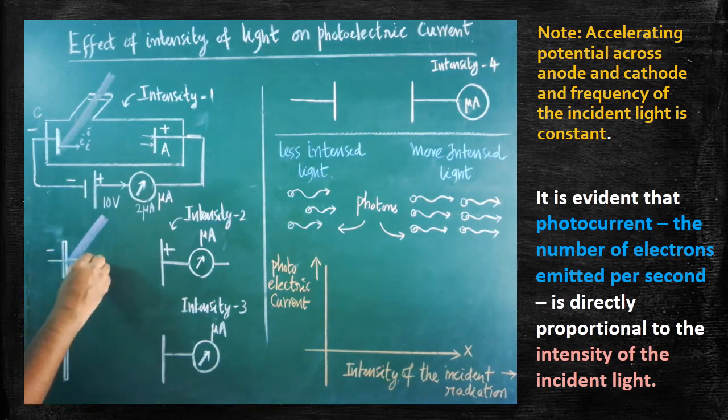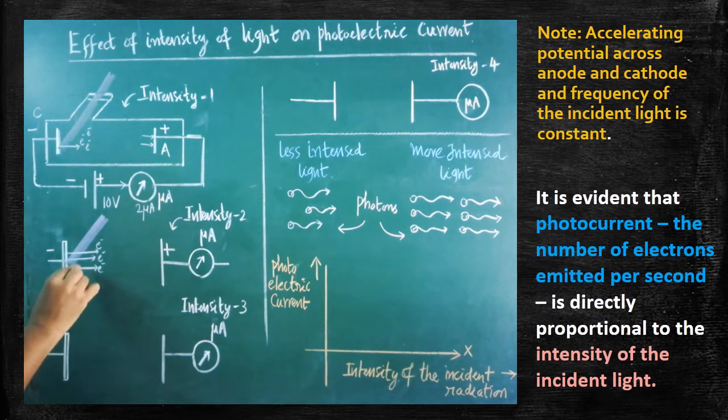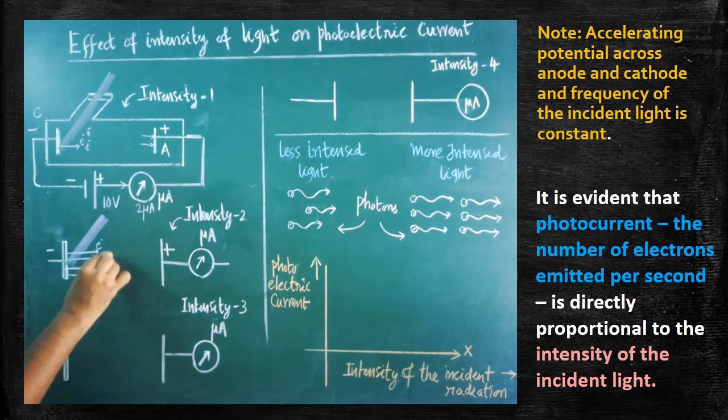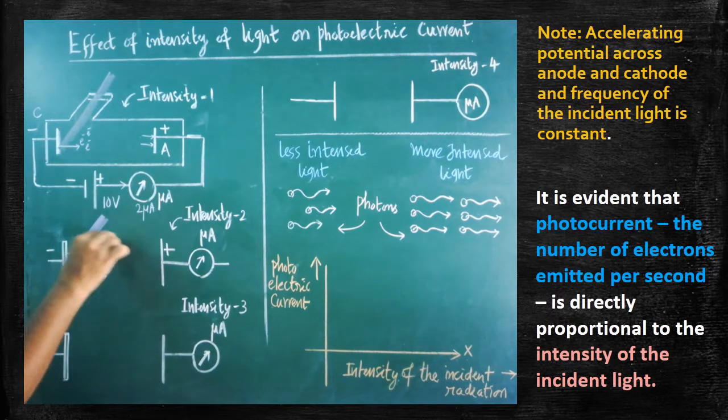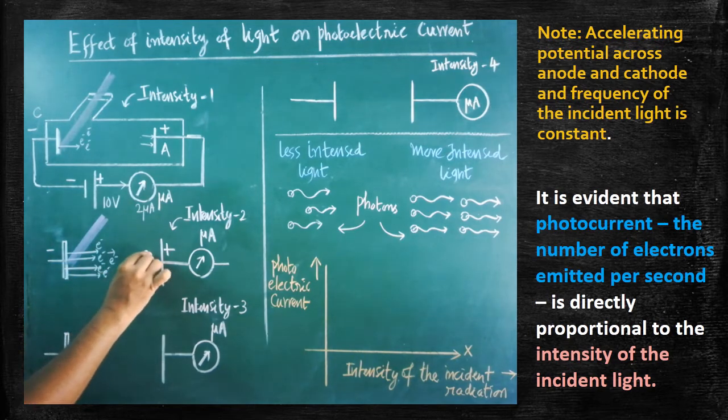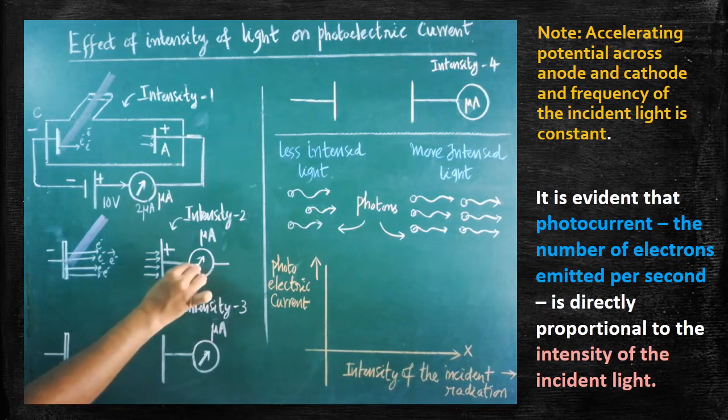More electrons will be ejected out from the metal surface compared to the first case. So here just 3 electrons are ejected out. Here let us imagine 5 electrons are ejected out. Okay. So the number of photoelectrons ejected from the metal surface will also be more. When they reach the anode, the strength of the photoelectric current will also be more.